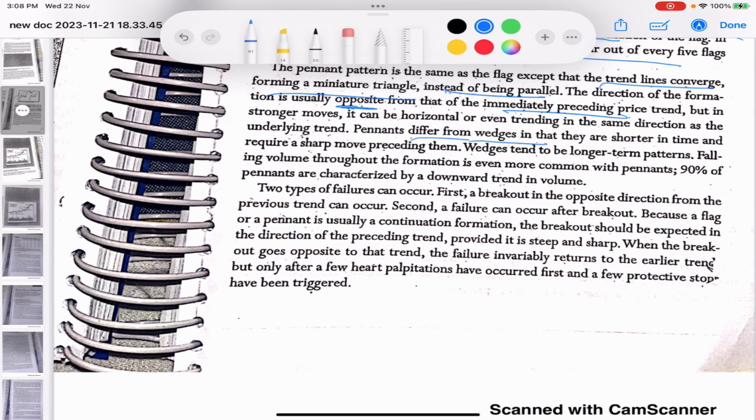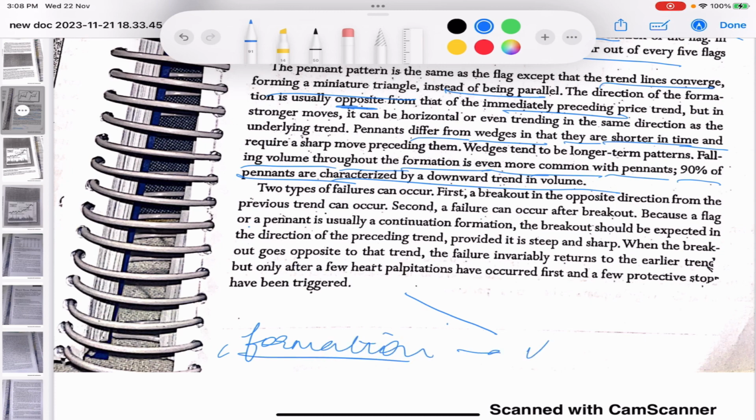And pennants also differ from wedges in that they are shorter in time. So the duration taken by a wedge is significantly more as compared to the duration which is taken by a pennant. Falling volume throughout the formation is even more common with pennants. 90% of the pennants have downward volume. So during the formation, it is usually said that the volume is supposed to be really less.